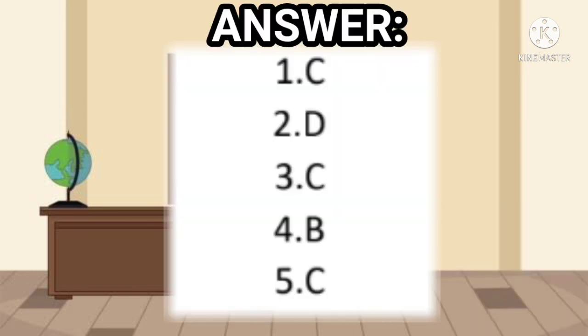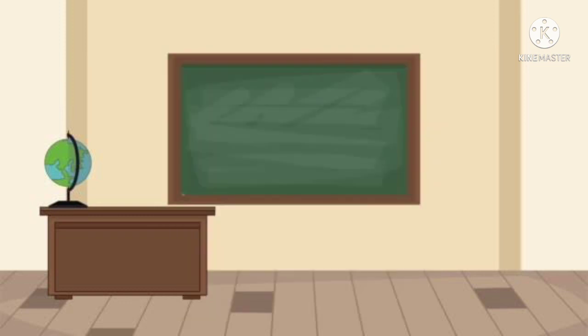Okay, time is up. Let's check your answer. For number 1, letter C. Number 2, letter D. Number 3, letter C. Number 4, letter B. Number 5, letter C. Did you get a perfect score, class? Excellent! Congratulations!